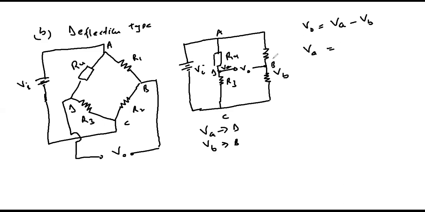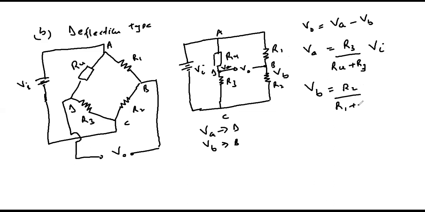The voltage VA, if you look at it in terms of the resistances Ru and R3, is the drop across R3, and by voltage divider theorem, we can write VA as R3 divided by Ru plus R3 multiplied by the input voltage. The voltage VB is also the drop across, this is R1, this is R2, so the drop across the resistor R2, which is R2 over R1 plus R2 multiplied by Vi, from which then we can write our output voltage, which is VA minus VB, as R3 over Ru plus R3 Vi minus R2 over R1 plus R2 Vi.